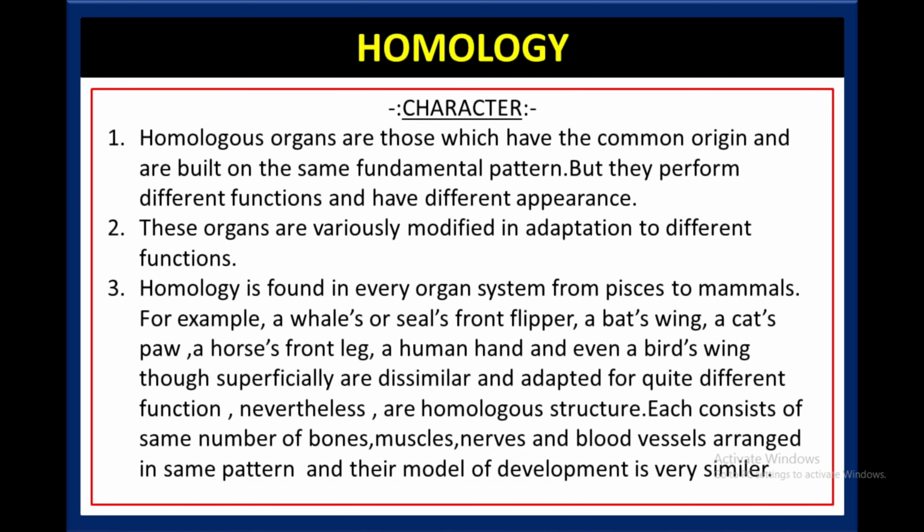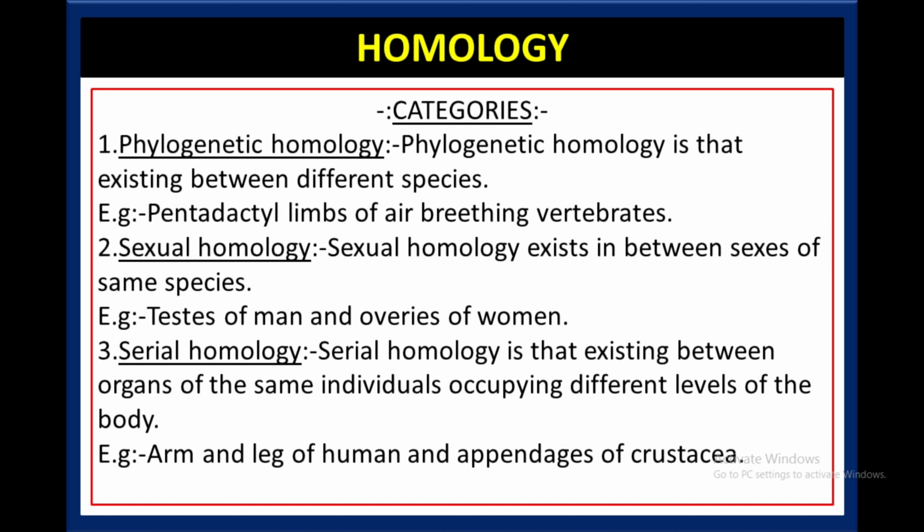Okay friends, and now we will talk about the different types of homology, the categories of homology. Basically, there are three types of homology. These categories are phylogenetic homology, sexual homology, and also serial homology. Phylogenetic homology is that existing between different species, like the pentadactyl limbs of air-breathing vertebrates.